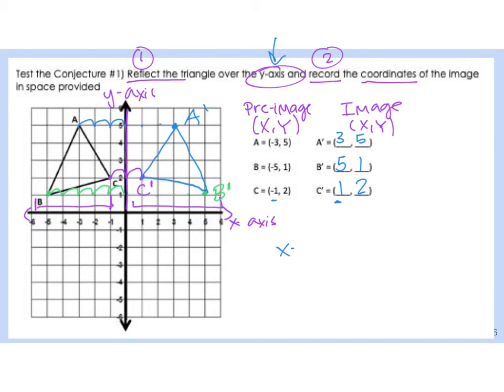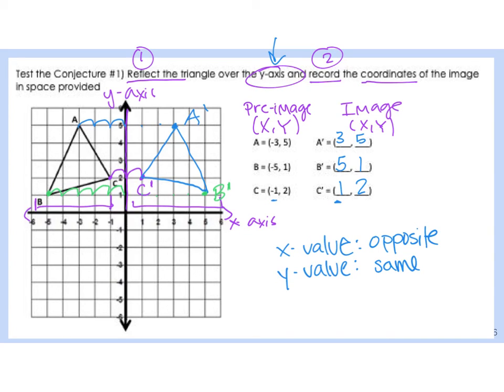So let's see, x value, opposite, and y value is the same. So here's what we have figured out from the think about it and this example. When you reflect over the x-axis, your y value changes, and when you reflect over the y-axis, your x value changes. So on the next slide, you're going to see the conjecture. Make sure you write that down into your notes so that you understand the big idea for this lesson.